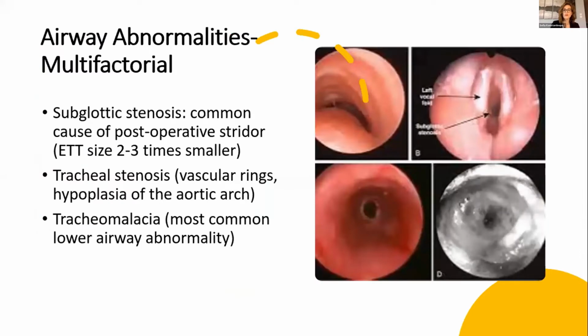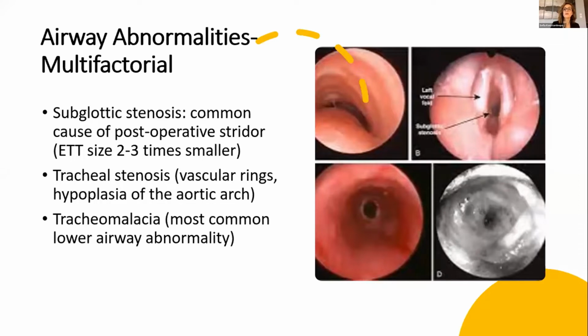With regards to their airway anomalies, we can see that these are multifactorial. There is narrowing of the airway through and through. So these patients may have subglottic stenosis, which is either congenital or acquired. And I'd like to emphasize the acquired subglottic stenosis because in these children, we need to be careful when they're undergoing elective or emergency intubation because they are going to need a smaller size ET tube.